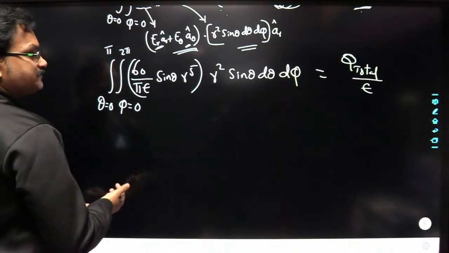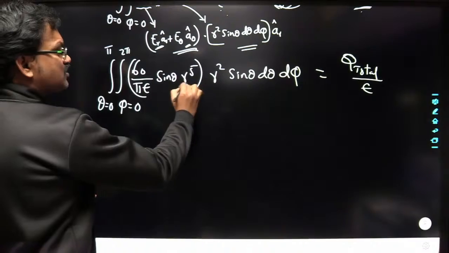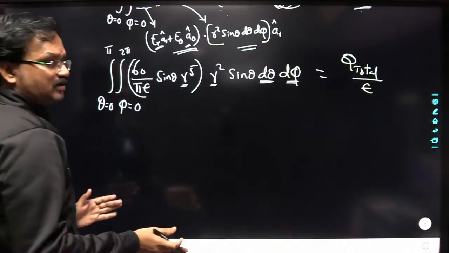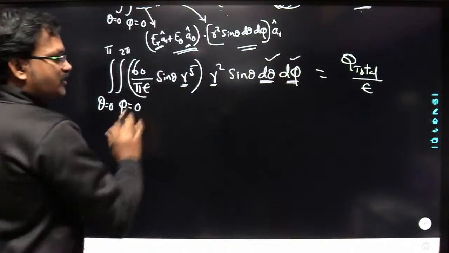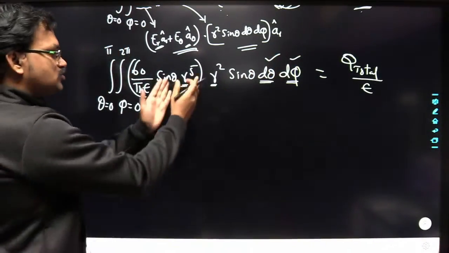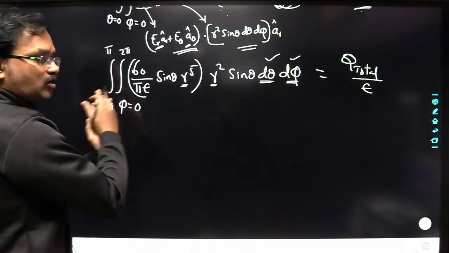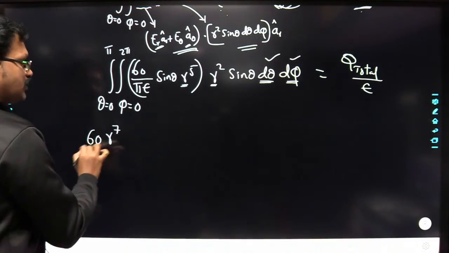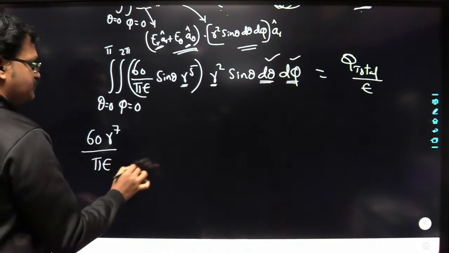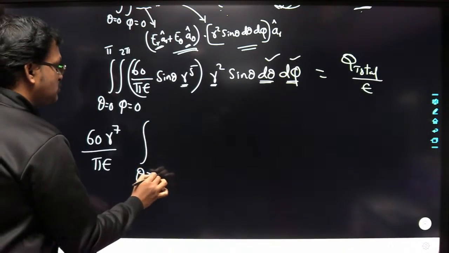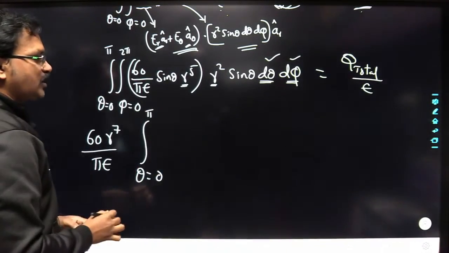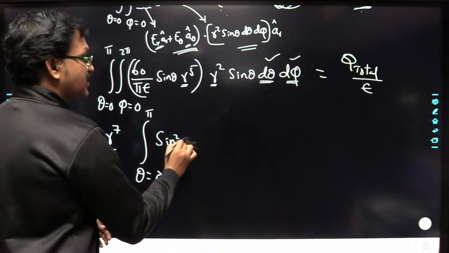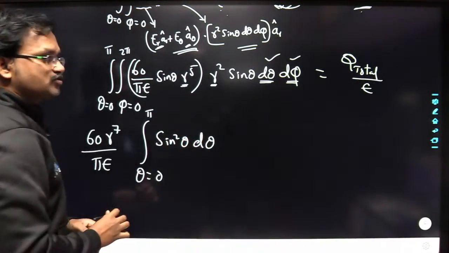Now here, r is constant or not? See, you are integrating with respect to theta and phi. On the surface of the sphere, the variables are only theta and phi. So r is constant with respect to integration; take it out of the integration. So what you are going to get: 60 into r power 7 divided by pi epsilon into the integral of theta from 0 to pi, sin theta into sin theta, you will get sin square theta d theta.